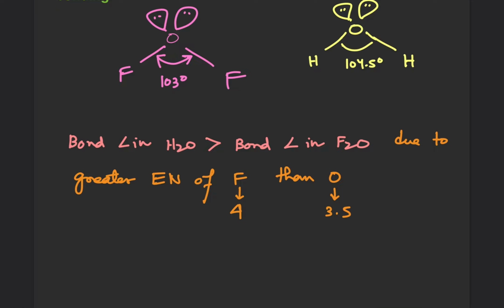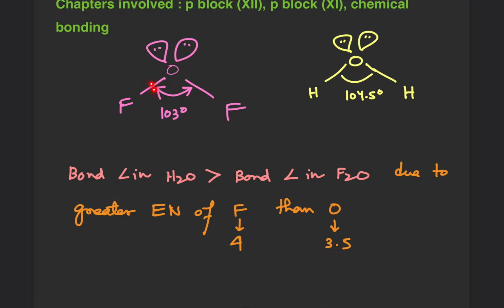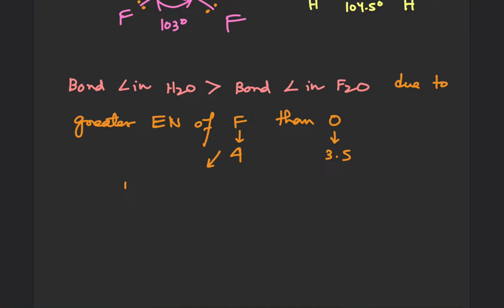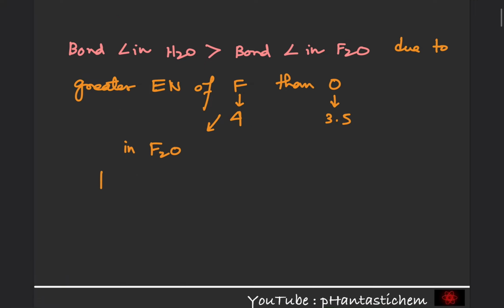Okay, so because of the very high electronegativity of fluorine, the bond pairs in OF2, that is these electrons, lie near to the fluorine atom. So the electron density is more towards fluorine. I will represent that by these dots. Since they are far away towards fluorine, there is less repulsion and a smaller angle in F2O. So because of this, in F2O we have less repulsion and a smaller angle.